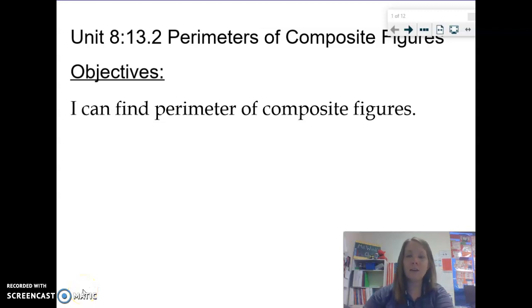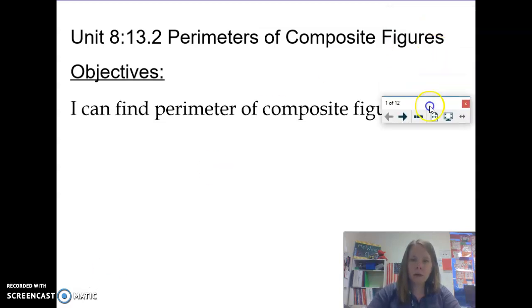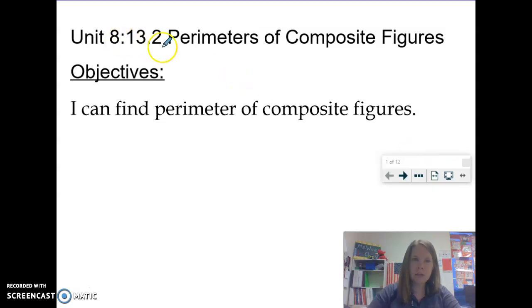Today this is again a lesson for 7th grade. So again, make sure you are a 7th grader watching this. 8th grade, you are working on something else. 7th grade, what we are doing today is we are going to go back to lesson 13.2, which I said I skipped, and then we're going to move to it, which is all about perimeter of composite figures.